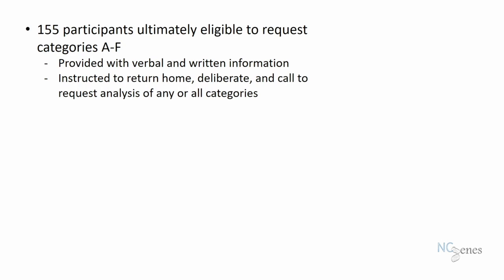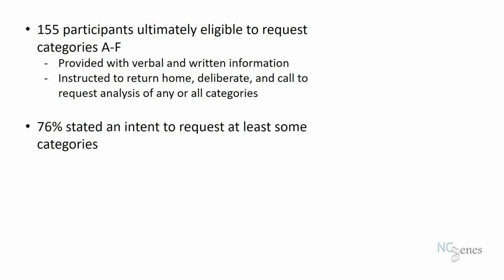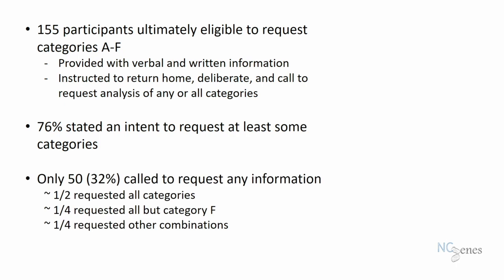We had 155 participants that were eligible to request those categories, and we provided them with information about those conditions and asked them to go home and think about it and then give us a call and let us know what information they wanted. And when leaving the clinic visit, about 3/4 said that they would probably request at least some of the categories. But in fact, only 1/3 actually called to request that information. So there's a differential between people's intentions and people's actions. And I think this is really important to take into account when we think about all the survey research that's been done asking people if they would like to know their genomic information. Far fewer actually took us up on the information.